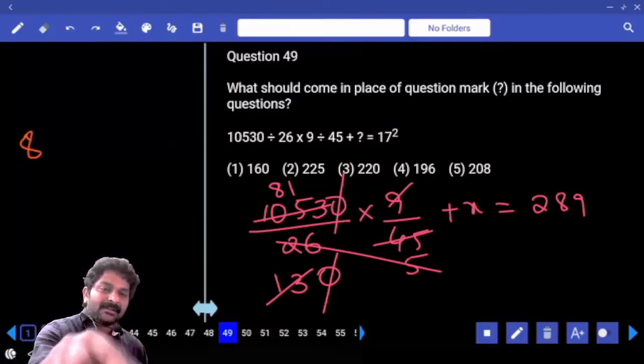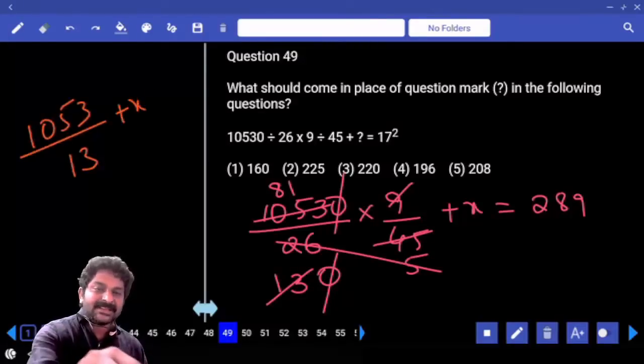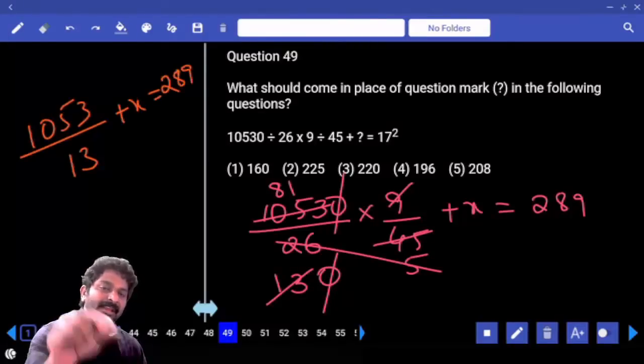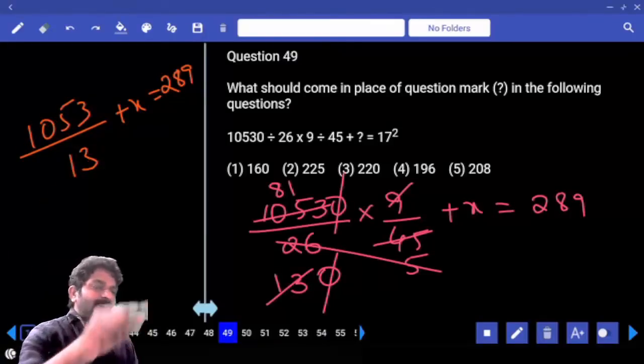So basically after this, your numerator 1053 by 13 plus x is equal to 289. After this step you need not go for simplification here. We are done with the answer.